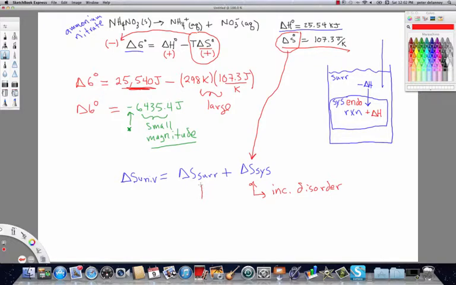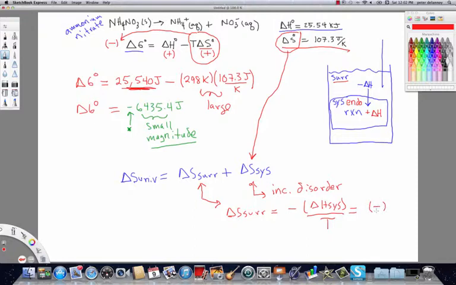But I want to take a moment to talk about the delta S of the surroundings, because remember that delta S of the surroundings is equal to the negative of the delta H of the system divided by absolute temperature. So when we come back to the calorimetry, notice that the surroundings actually lost energy. That energy was transferred into our system. So the delta H of our system is actually a positive number, which means that our delta S of the surroundings is actually a negative number.